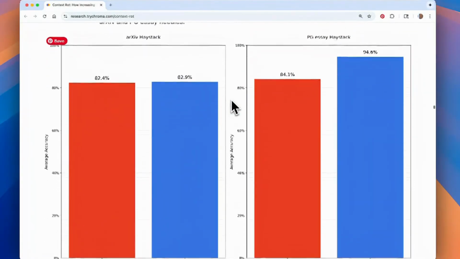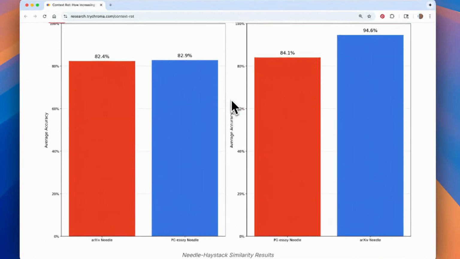And then they just keep on doing this. So this is where, what if your hay looks more like hay than a needle? Are you going to do worse? Well, of course you're going to do worse.